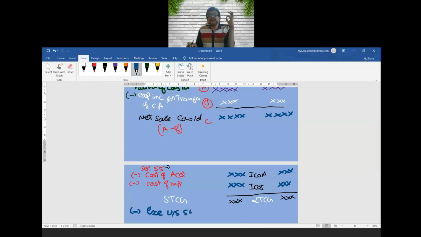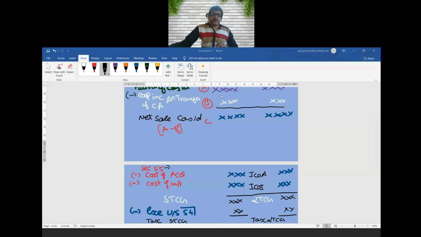Under section 54, and not only 54, it includes 54B, 54D, 54EC, 54ED, 54G, whatever section 54 you are having, that you need to reduce. Then ultimately, you will be getting something called taxable short-term capital gain, taxable long-term capital gain. That is section 48. Just quickly take down this section 48, then we'll move on to section 55.